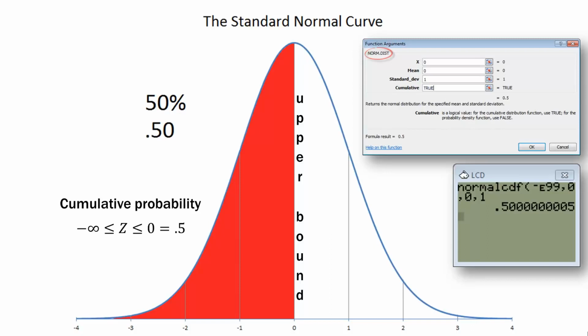So our upper bound is 0, comma, the mean, which is 0, comma, 1, which is the standard deviation. So it goes lower bound, comma, upper bound, comma, mean, comma, standard deviation. And then we evaluate that in the calculator, and again we come out with 0.50000, etc. So in Excel and in the TI-83 and 84, I would assume, probably even 85 as well, calculators, you can get the same information. So I just wanted to show you how to find the cumulative probability of the standard normal curve using both.